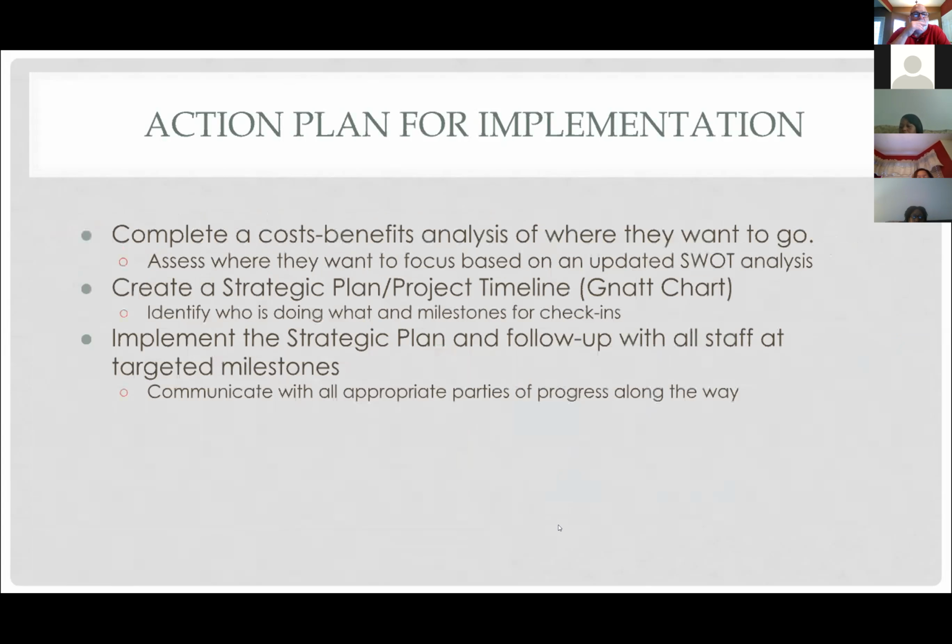Then we would complete a cost benefits analysis of where we want to go. So really taking the strengths and the opportunities from the SWOT analysis and looking at what would be the benefits of our plan, what would be the costs, what would be the pros and cons of what we are willing to risk in order to move forward, and create a strategic plan with a timeline using a Gantt chart to identify the specifics of what we want to do, when we would want to do them, and when we would check in to see how they were going, to really have that accountability piece so that this project doesn't just get lost or get stuck.